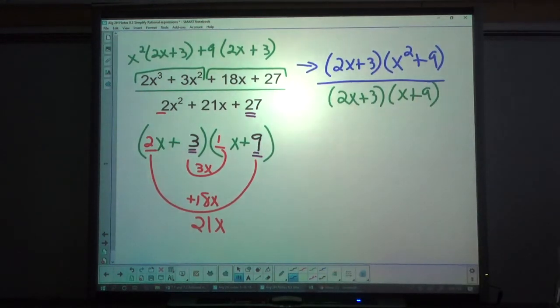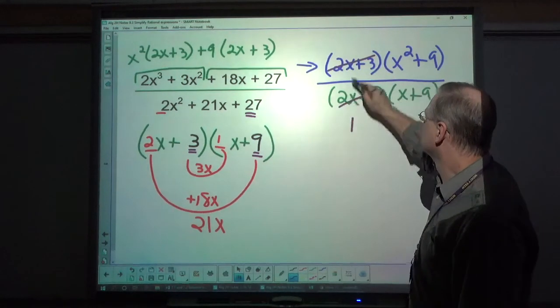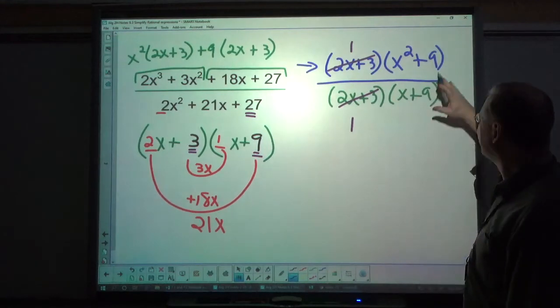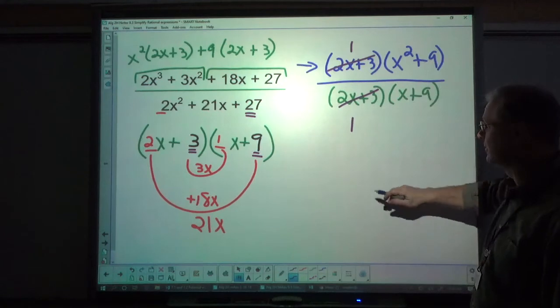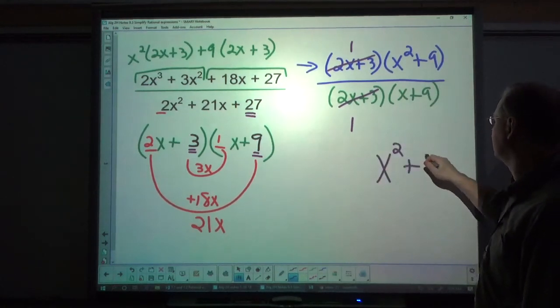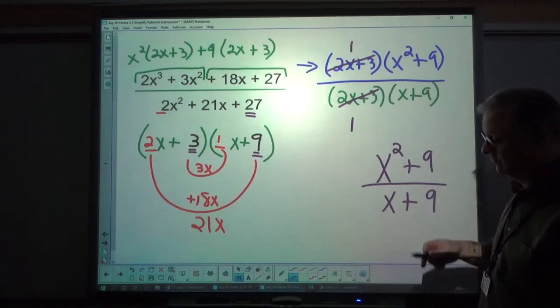Now I'm going to reduce the 2x plus 3's, and I want to, but I can't reduce these. This is x squared, that's not. So I have x squared plus 9 and x plus 9. That's my answer.